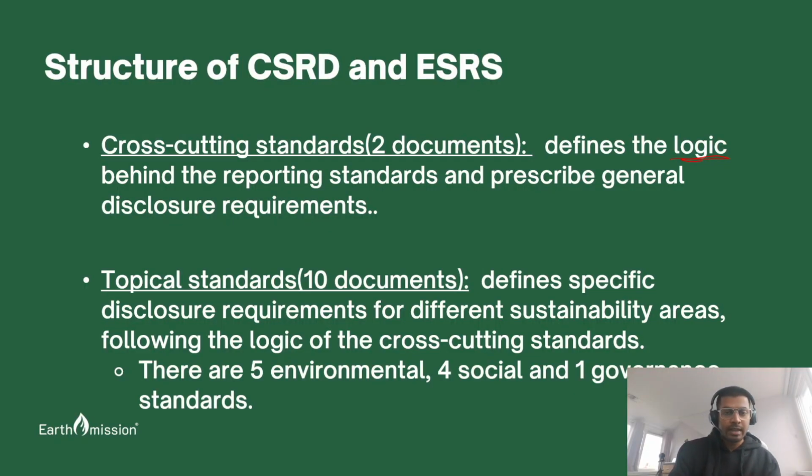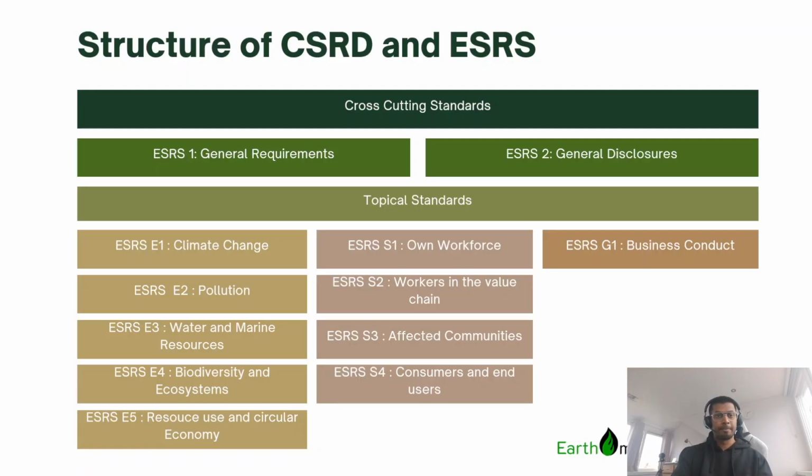And what are the topical standards? These are 10 documents, or 10 standards. They define specific disclosure requirements for different sustainability areas. Out of these 10, you have environmental with 5 topics, social with 4 topics, and governance with 1 topic standard. We will unfold them in the next slide. But try to understand that these are divided into 12 topics, where cross-cutting standards are 2 and topical standards are 10. So this makes a total of 12, but each has a different purpose.